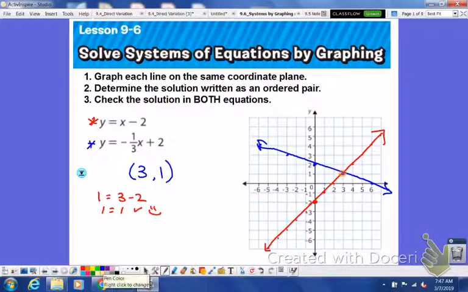Then for the blue, oops, should substitute the right numbers. 1 equals -1/3 times 3 plus 2. So still 1, -1/3 times 3 is a -1 plus 2. So 1 equals 1, and that checks out. Okay, so our solution to this system of equations is (3, 1). Make sure you're writing it as an ordered pair.